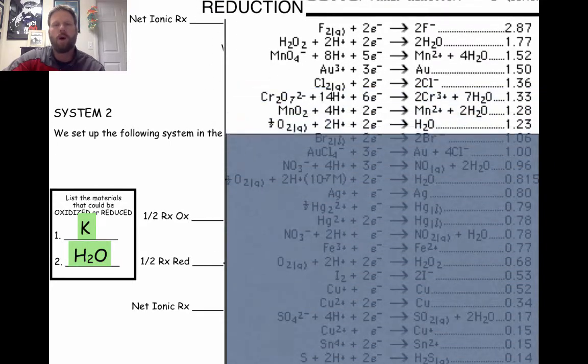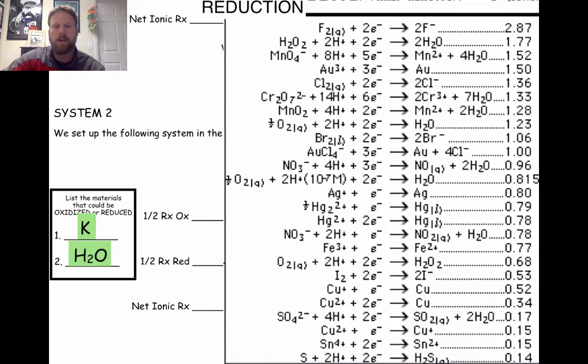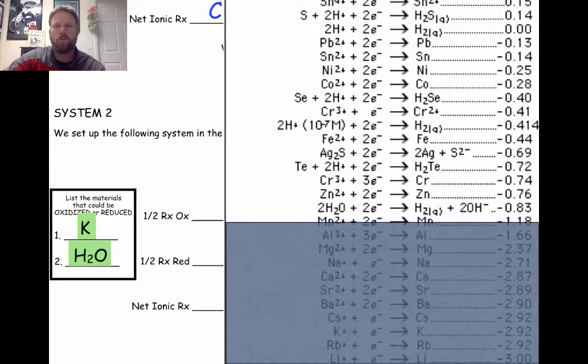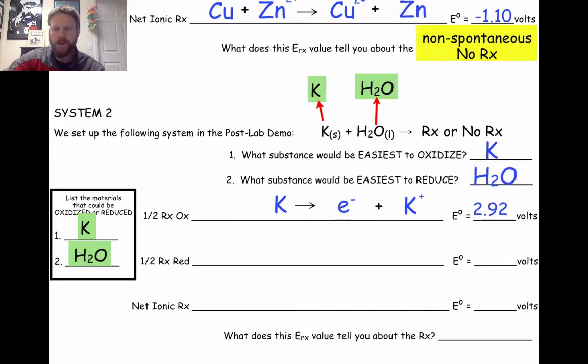Let's look for water now on the reduction side. It has to be just water. So there's plenty of reactions that have water in them, but we're looking for the one that just has water as a reactant. And we scan along far enough down and we get to this reaction here. So we can see water is going to be reduced. And there's the half reaction with the voltage.